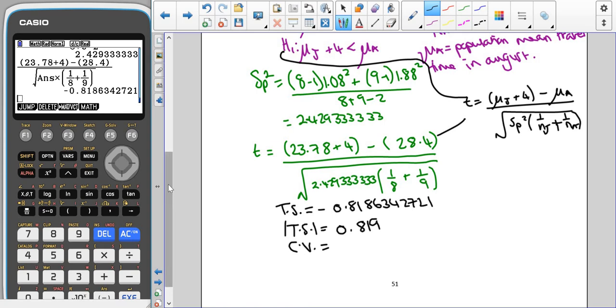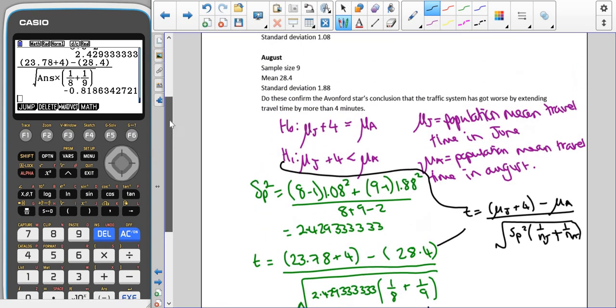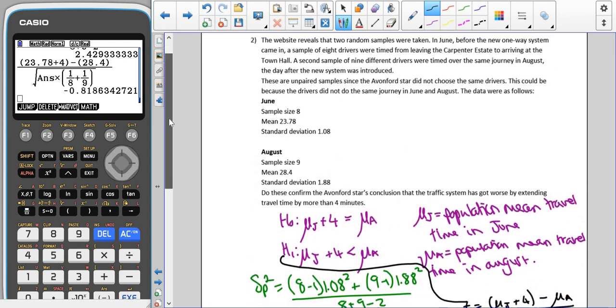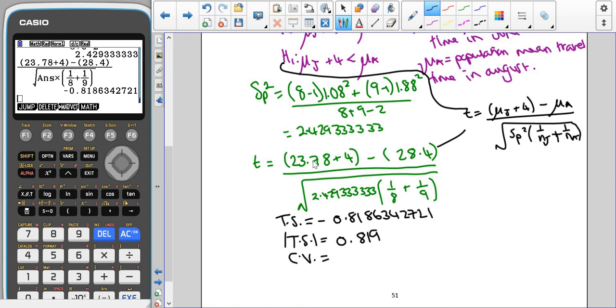Looking at the critical value, again, it's one-tailed, and it doesn't give us a significance level. So remember, if it doesn't tell you, use 5%. So we're looking down from 0.95. Our degrees of freedom is going to be 8 plus 9 minus 2. Remember, add the number of pieces of data you've got in each group together and take off 2, which gives us 15. So going down from 0.95 to 15, which gives us a critical value of 1.753.